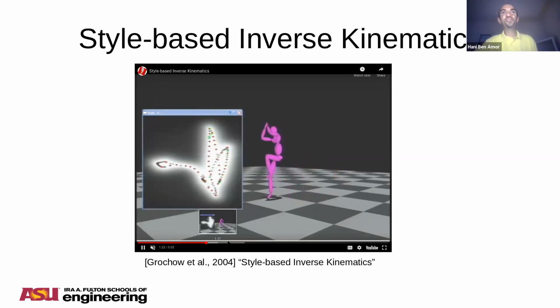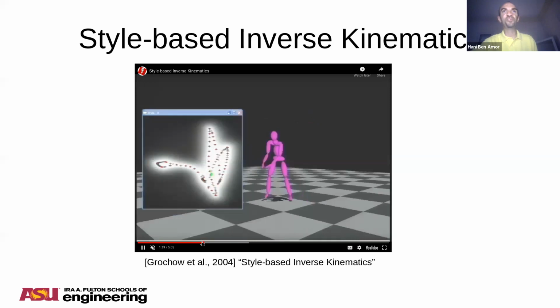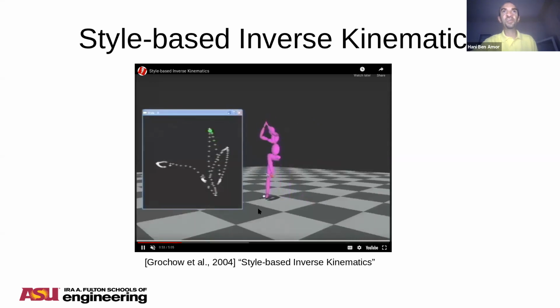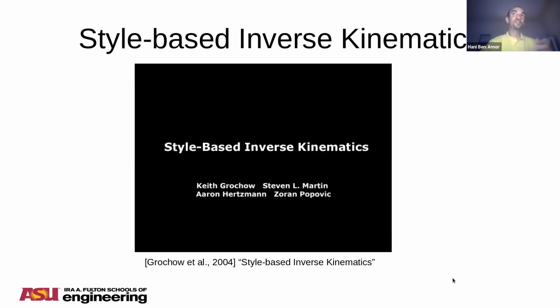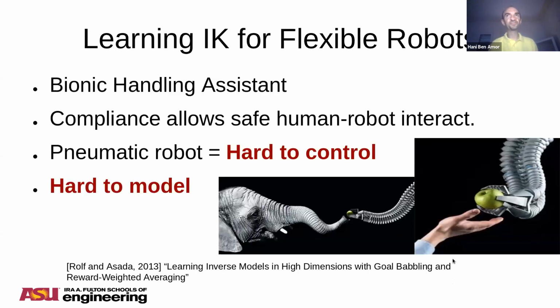And so once you have that, you can now control that person by just controlling the final location where they need to be. So let's go back. Here in this case, they were controlling the entire body of the person, but just by controlling the foot. And so there are really interesting applications here, even outside of robotics.